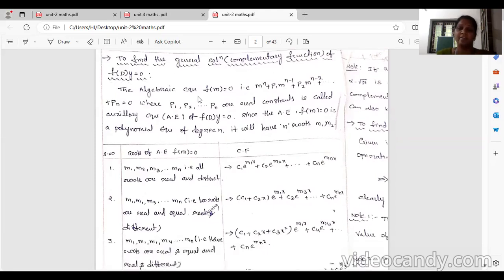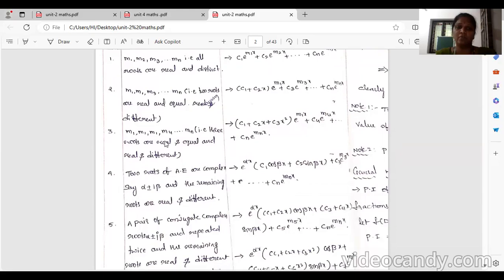So the algebraic equation F(m) = 0, equation 1 can be written with m in place of D, that is m^n + p1 m^(n-1) + p2 m^(n-2) and so on, + pn = 0. Here p1, p2 and so on, pn are real constants, and the expression F(m) is the auxiliary equation of F(D) y = 0. Since the auxiliary equation F(m) = 0 is a polynomial equation of degree n, it will have n roots, that is m1, m2, and so on, mn.